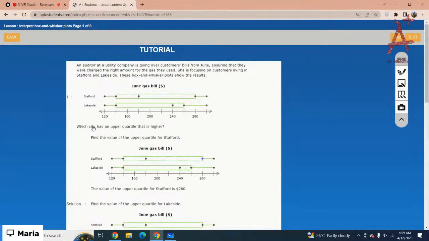An auditor at a utility company is going over customers' bills from June, ensuring that they were charged the right amount for the gas they used. She is focusing on customers living in Stafford and Lakeside. These box and whisker plots show the result. Which city has an upper quartile that is higher?